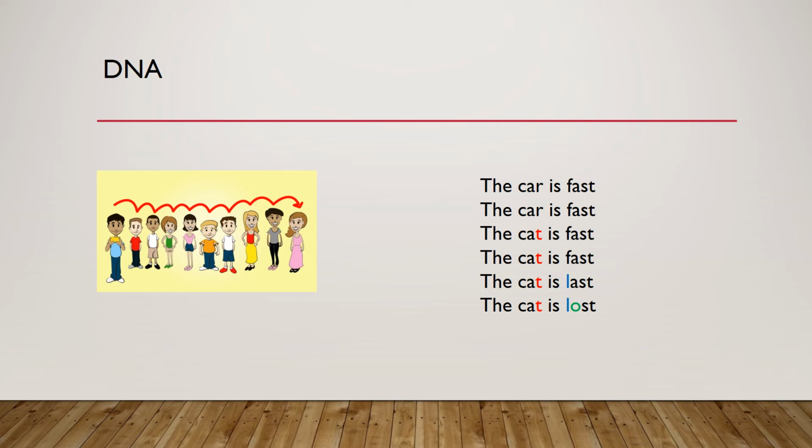Then it passes on and it stays the same. However, on the third person, it changes to "the cat is fast." This change is like a mutation in DNA, and it stays in the sequence forever. By the end of the game, the sentence now is "the cat is lost." Changes like this let us track where organisms branched off or what organisms they are closely related to.